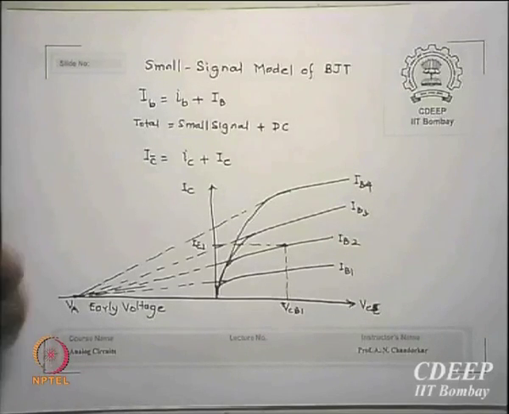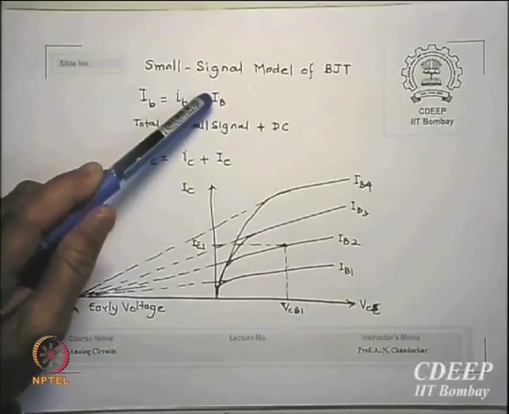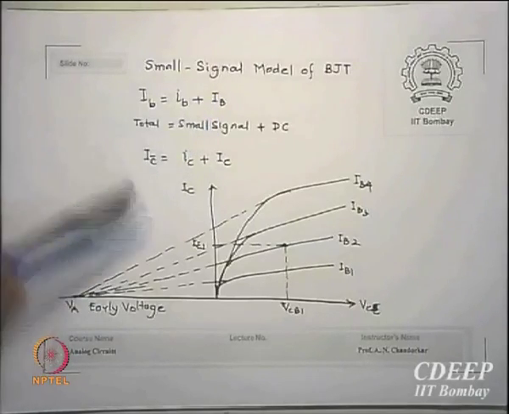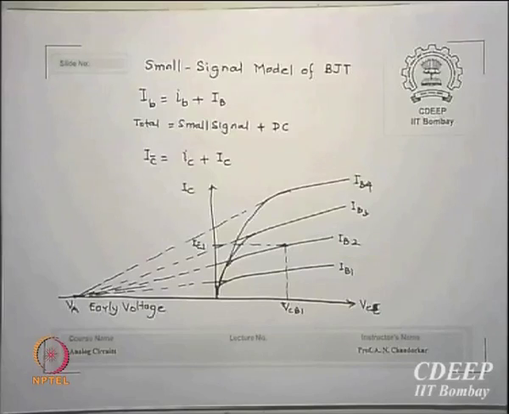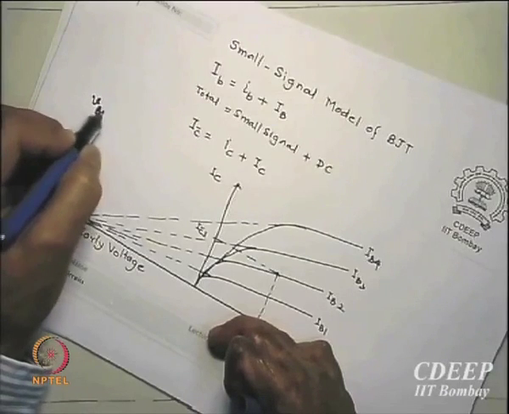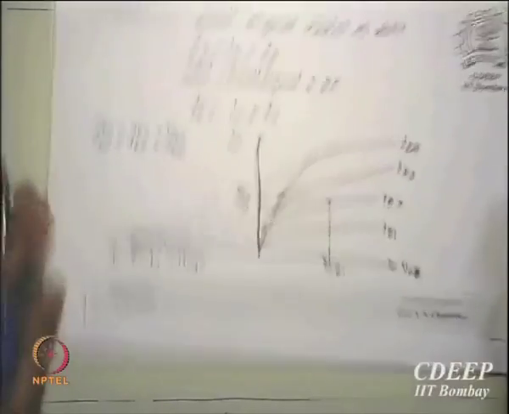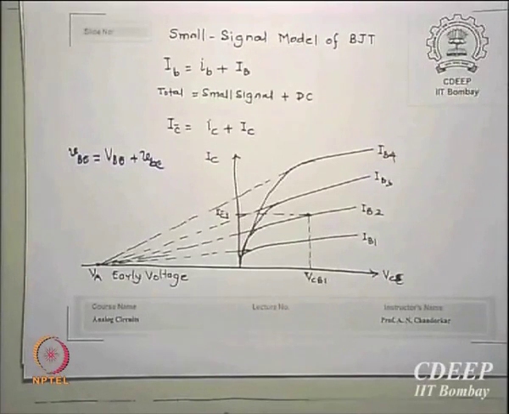And we say our symbolization is capital I small b is equal to small i b plus capital I b, which essentially says the total base current is equal to AC base current plus DC base current. And similarly you can also write for voltages. For example, I may write VBE is equal to VBE plus VBE. That is, the total base emitter voltage is DC base emitter voltage plus AC base emitter voltage. So you can always say that the DC part plus the AC part is equal to the total current, and that is our symbolization. Nothing very great, just to say how we express things.